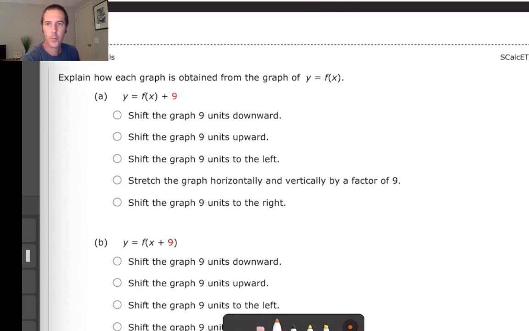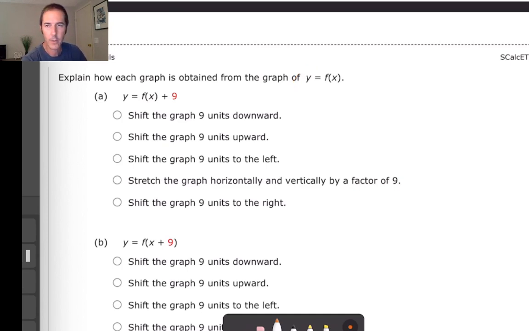In this first problem, we want to start with some kind of a parent function, y equals f of x, and f of x could be something like x squared, or the absolute value of x, or the square root of x, or the cosine of x. But it's a parent function that has not yet been modified, and then in parts a, b, and so on, we're going to go through and modify that original function.